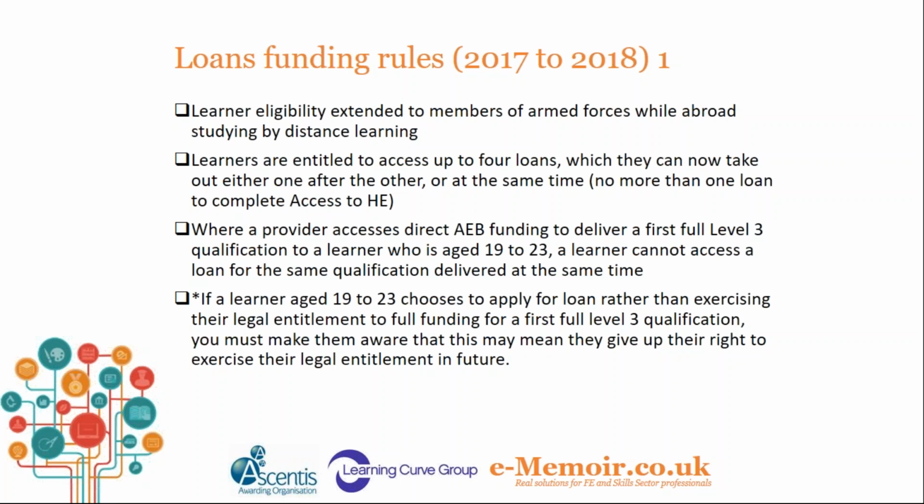A change that was introduced in the last few years was to allow those people doing technical and professional qualifications to increase the number of loans they can take out, either consecutively or concurrently, up to four. This is not applying to A levels, by the way. And if you're going to undertake an access course, you can only have one loan for one access course. In other words, if you want to do two access courses, one after the other, you would only be able to access a loan for one of them. But there are other advantages, as we'll see later on, with access to HE.